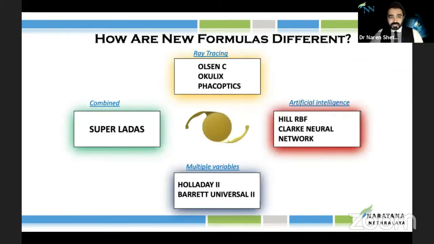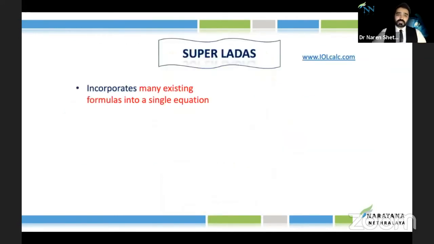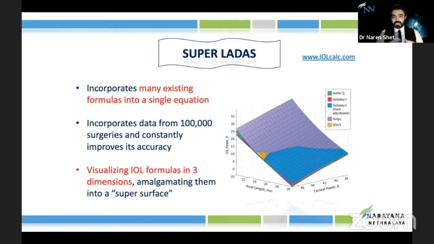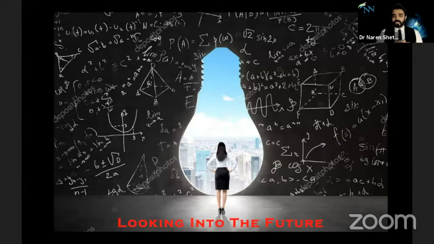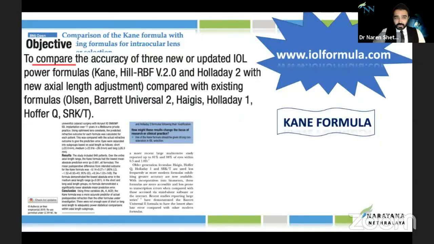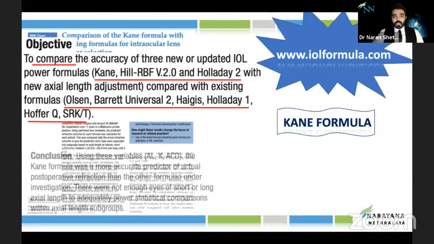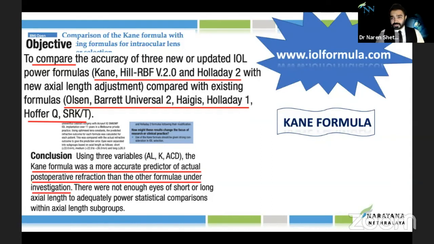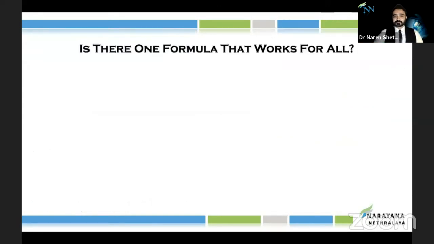Coming to the combined type, we have SuperLADAS, where it brings all the formulas into one equation and gives you the appropriate IOL power. Now, if there's one formula which you really need to look forward to, which could be the next big thing, it is the Kane formula. This has been doing really well and has almost equal results as Barrett Universal 2. And in fact, in some instances where there's irregular cornea or keratoconic eyes, it has performed slightly better.